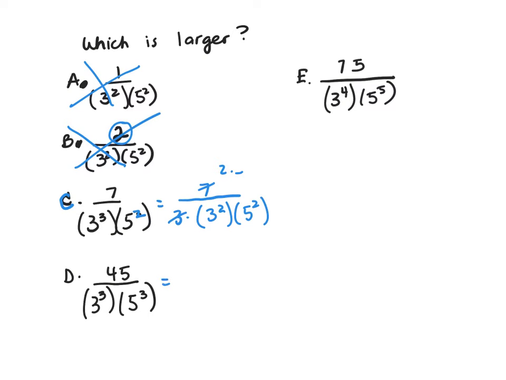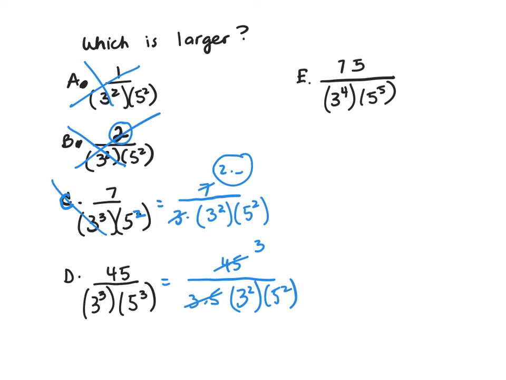Now let's do part D, and let's do the same thing. I've got a 3 squared and a 5 squared. And then what else would I have? I'd have a 3 and a 5 to get 3 cubed, 5 cubed. And that gives me 45. And 3 times 5 is 15. 15 will go into 45, 3, which is larger than 2 point something. So now cross out C.